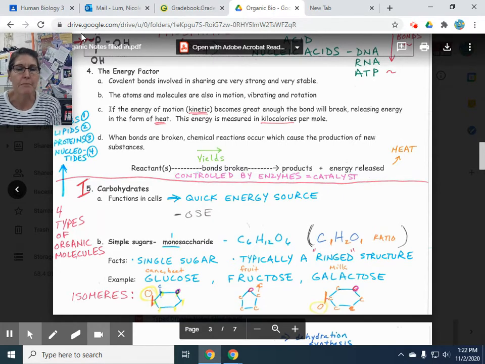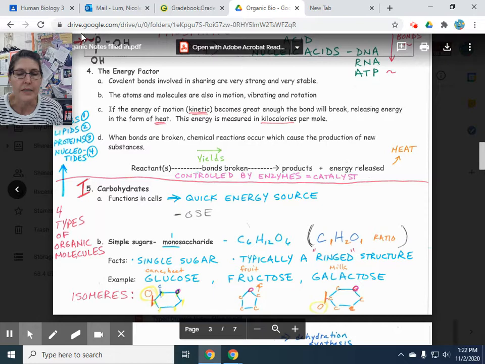Your formula for a monosaccharide is C6H12O6. That means we have 6 carbons, 12 hydrogens, and 6 oxygens. They are usually going to be in a 1 to 2 to 1 ratio: for every carbon, you'll have 2 hydrogens and 1 oxygen.